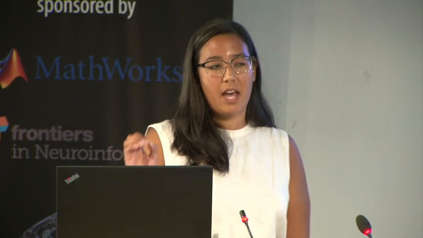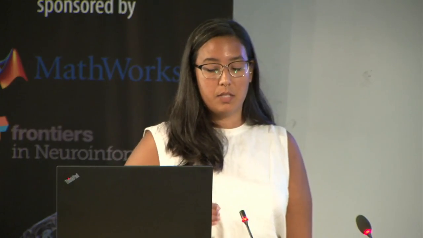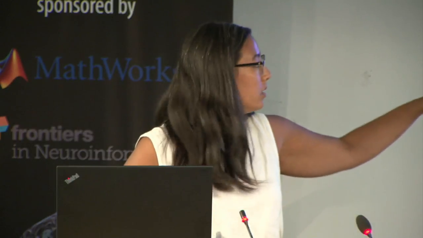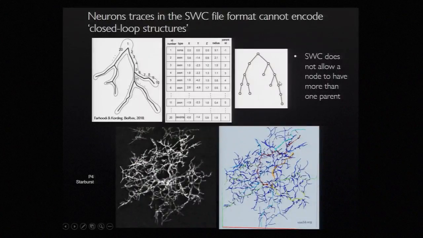But one main caveat in doing specific types of analysis is that SWC files are a ball and stick representation of your neuron tree, but the main assumption here is that each individual node within the tree cannot have more than one parent. So because of this assumption, you cannot directly encode closed-loop structures. So how do you get around this problem?